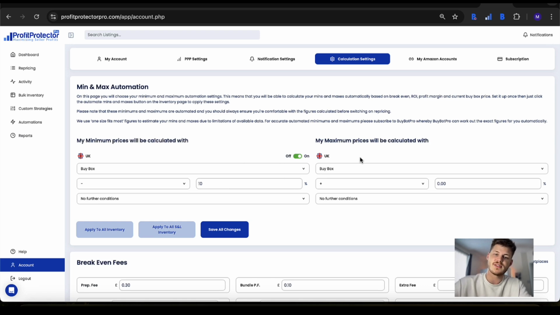Now, my maximum prices will be calculated with the buy box plus minus. Obviously, it doesn't make too much sense to be just below the buy box with your maximum price, because if your parameters are both below the buy box, you can win the buy box by having Profit Protects Pro be your max price, but you're not going to be able to increase the price from that point onwards, whereas other people could, and it's not going to be very effective at all. So I wouldn't say in this case to really minus anything. Always have a plus for this one is my key advice to you.